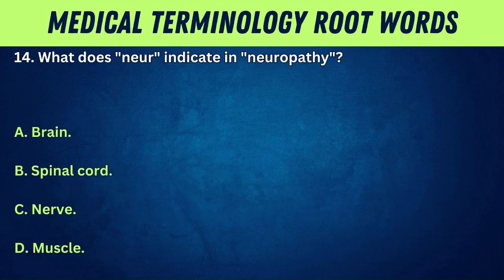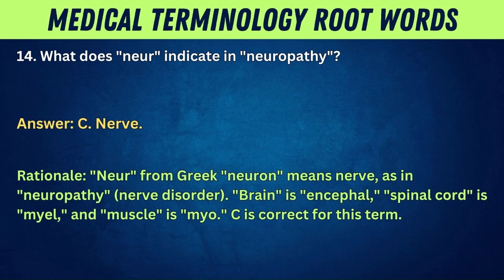14. What does neur indicate in neuropathy? A. Brain. B. Spinal cord. C. Nerve. D. Muscle. Answer: C. Nerve. Rationale: neur from Greek neuron means nerve, as in neuropathy, nerve disorder. Brain is encephal, spinal cord is myel, and muscle is myo. C is correct for this term.